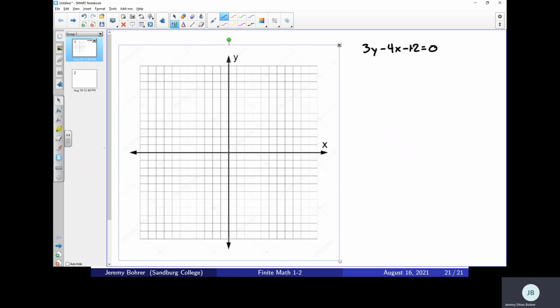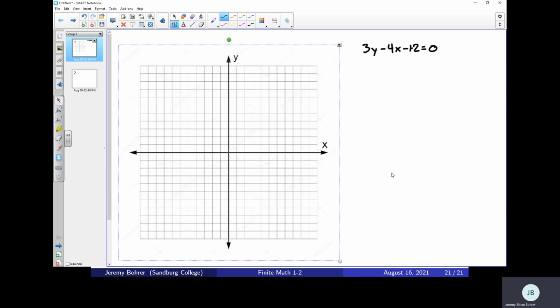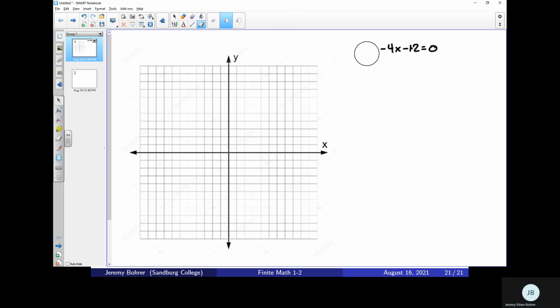I might be getting some of this backwards, but let's figure that out. It's 3x minus 4y minus 12 equals 0. We usually have things in that order, x then y. There we go.